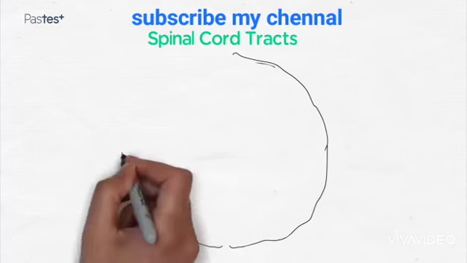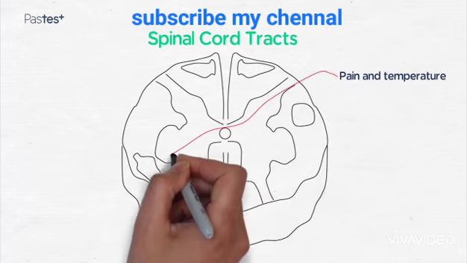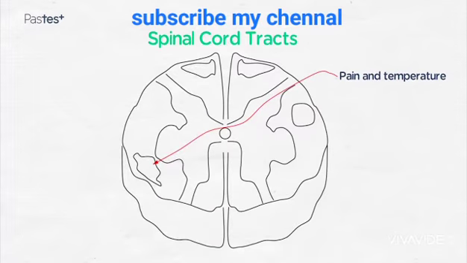The first tract we're going to think about is to do with pain and temperature perception. So this is felt in the skin, and the impulses are carried by small unmyelinated nerves to the spinal cord, where almost immediately they decussate and then ascend in the spinothalamic tract.